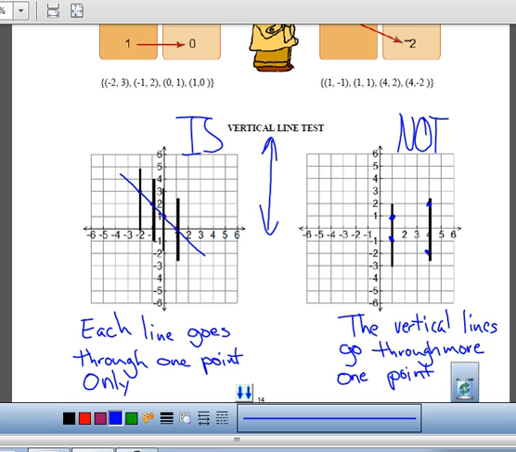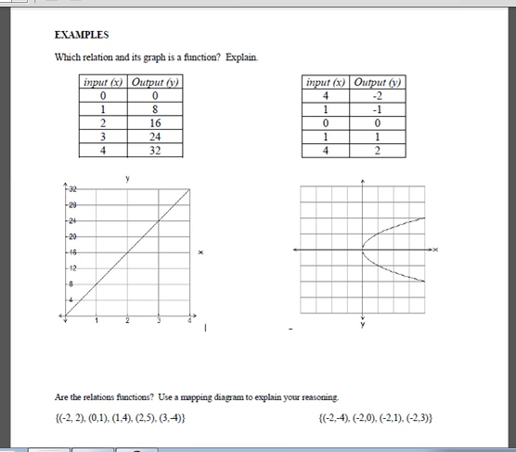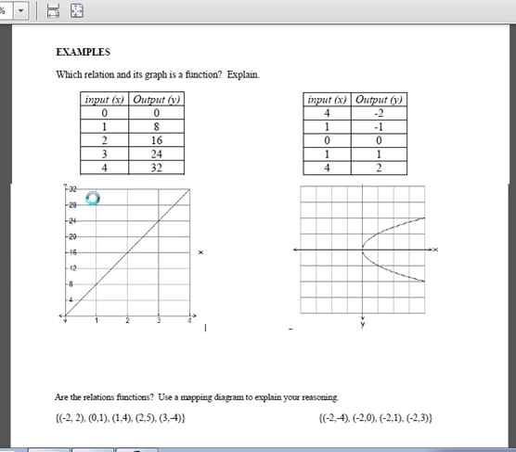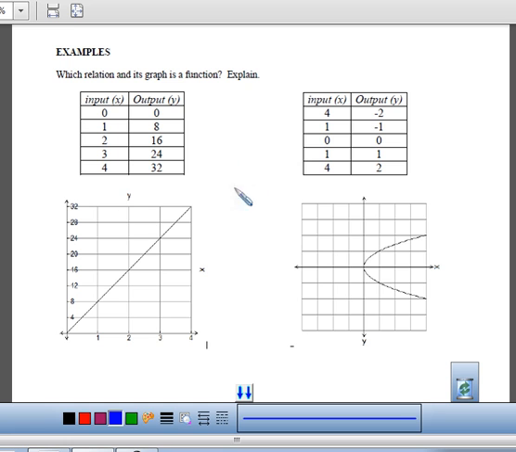Okay. Over on the next page, I'm just going to get you started on a couple more examples, and then we're going to stop. Which relation and its graph is a function? Explain. I want you to try to tell me, looking at the graph, so we have the table, and then they're plotted, so we've got 0, 0. You'll see this is the graph that goes with this table, and this graph goes with this table. I want you to at least figure out which one is a function and which one is not.